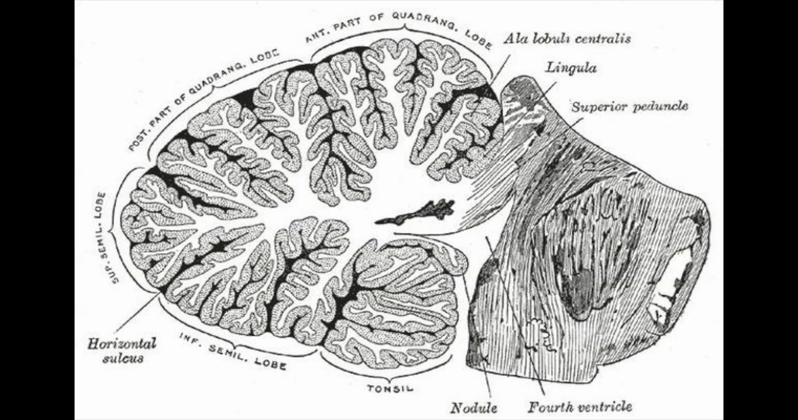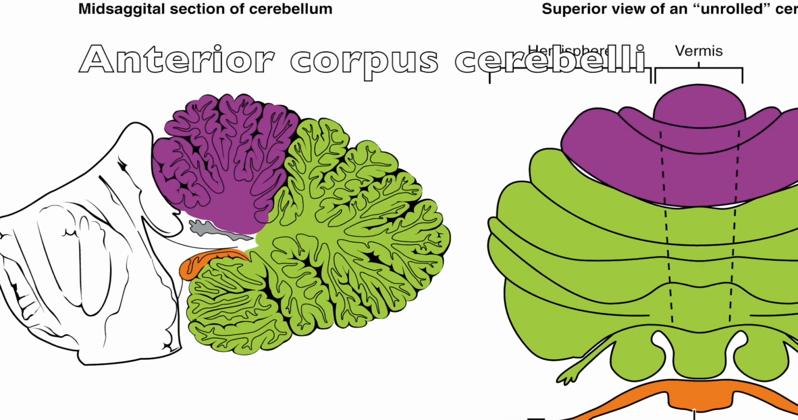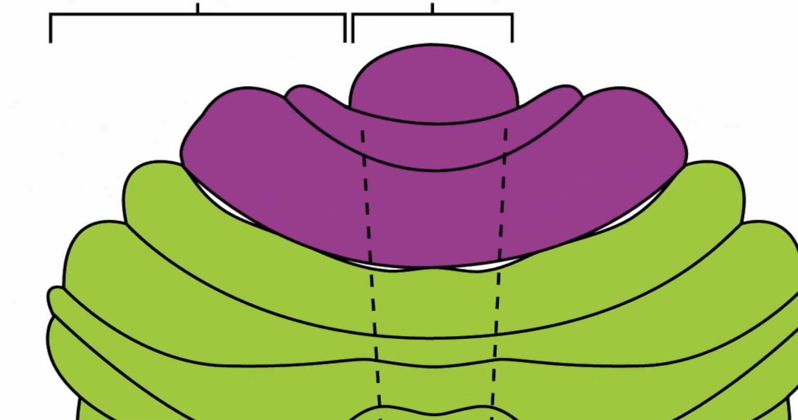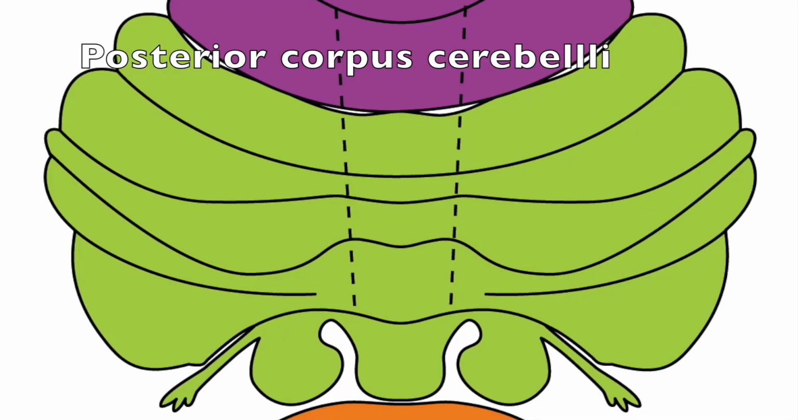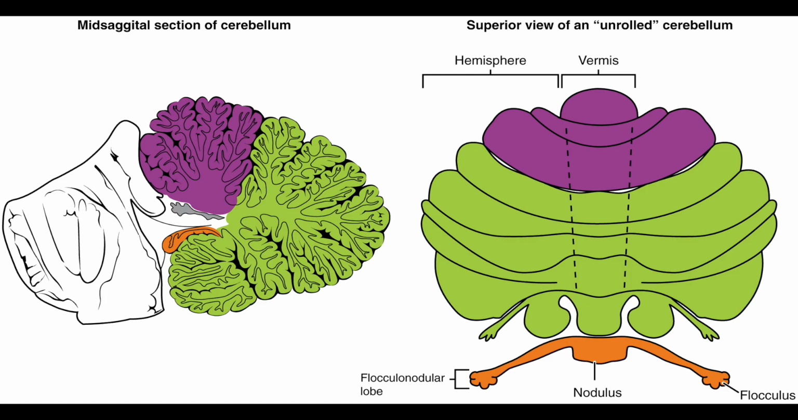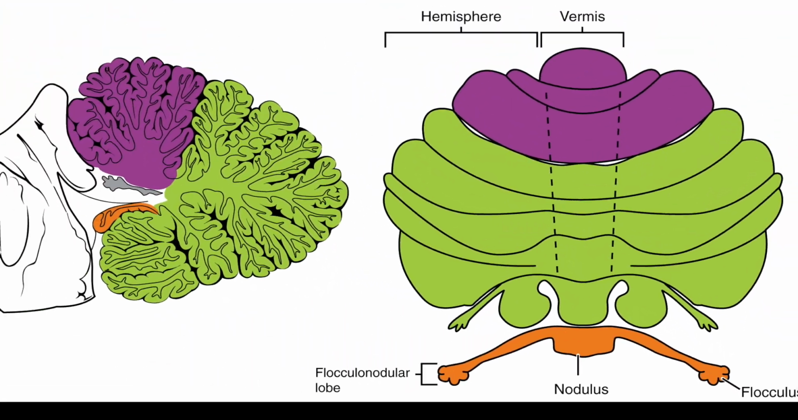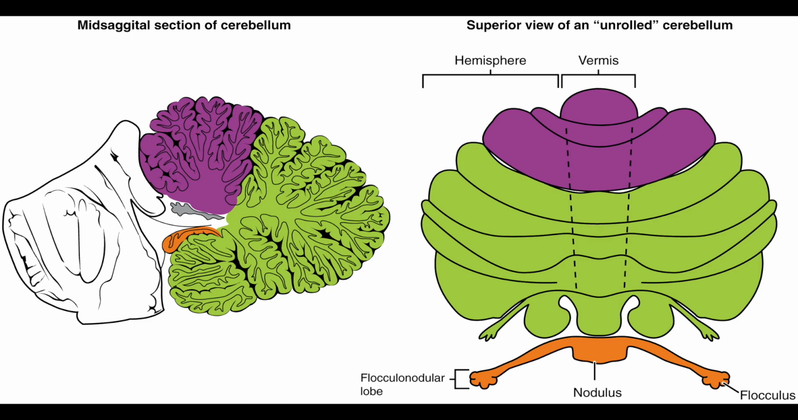When looking at the cerebellum, which in Latin means tiny brain, the first thing we see is the incredibly large number of folds, which function to dramatically increase surface area. These folds also divide the cerebellum into three lobes. The anterior corpus cerebelli in purple and the posterior corpus cerebelli in green are separated by the primary fissure, while the flocculonodular lobe, shown here in yellow, is separated from the posterior corpus cerebelli by the posterolateral fissure.